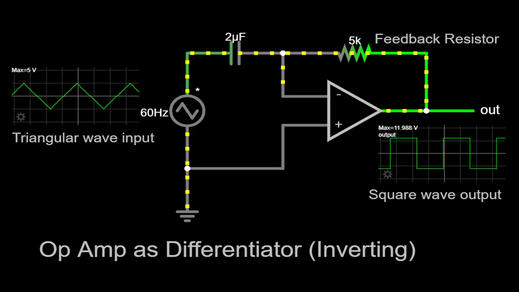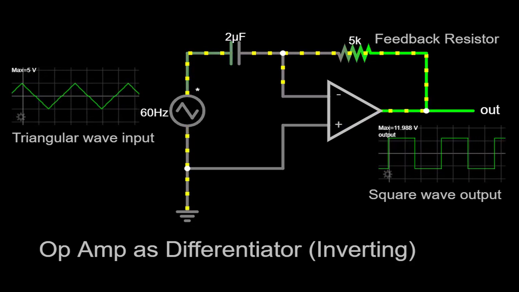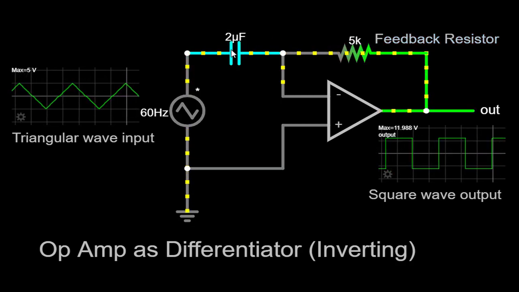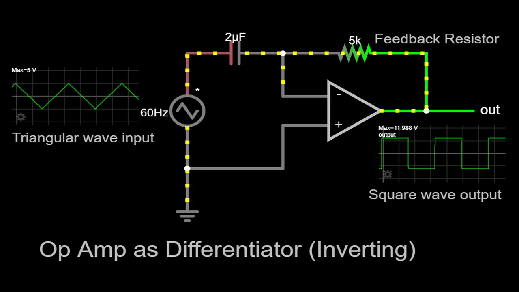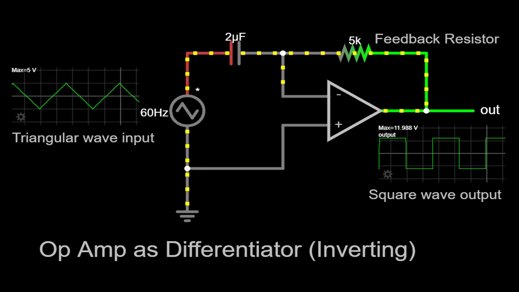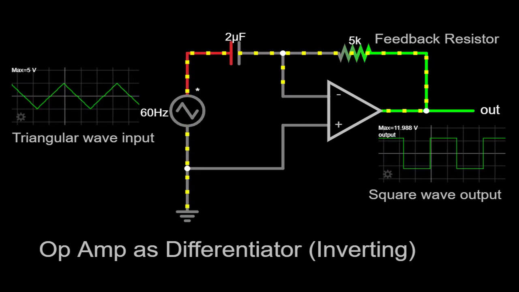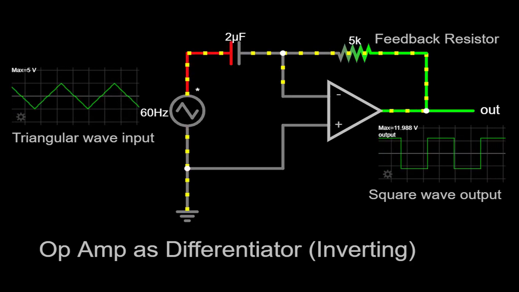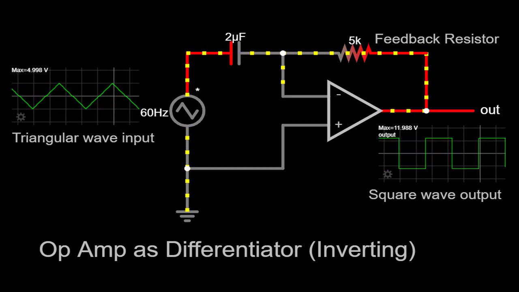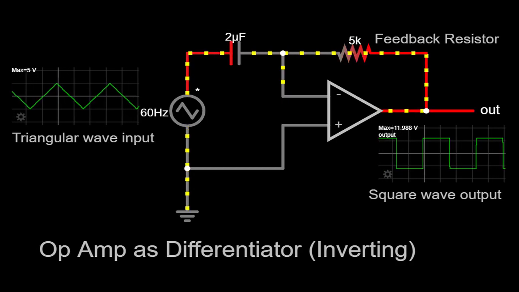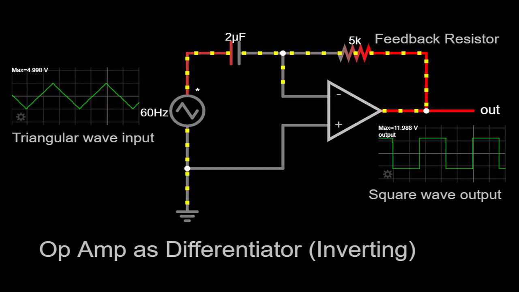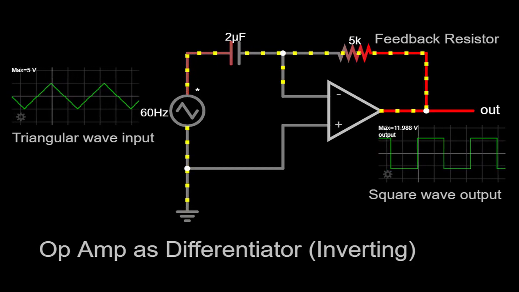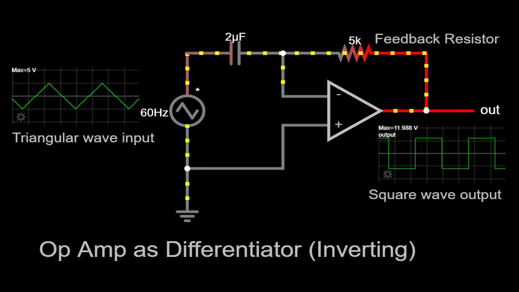The time constant, denoted by the product of the resistor and the capacitor values, effectively determines the frequency response of our differentiator circuit. By adjusting the values of the resistor and capacitor, we can manipulate the time constant and consequently control the cutoff frequency of our differentiator circuit. This flexibility allows us to tailor the circuit's response to our specific needs, accommodating various input signals and frequency ranges.